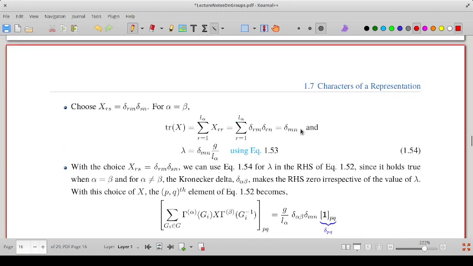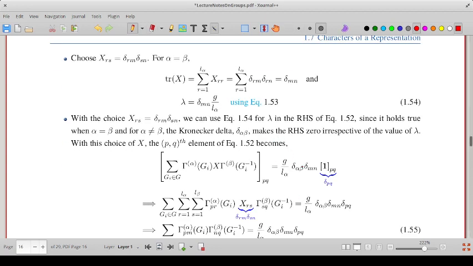And by the way, this expression for lambda is valid only when alpha is equal to beta, whereas when we wrote this here, this was taken in general for alpha not equal to beta as well. And this expression will hold here because when alpha is not equal to beta, this factor of delta alpha beta makes the right hand side 0 irrespective of what we use for lambda there.